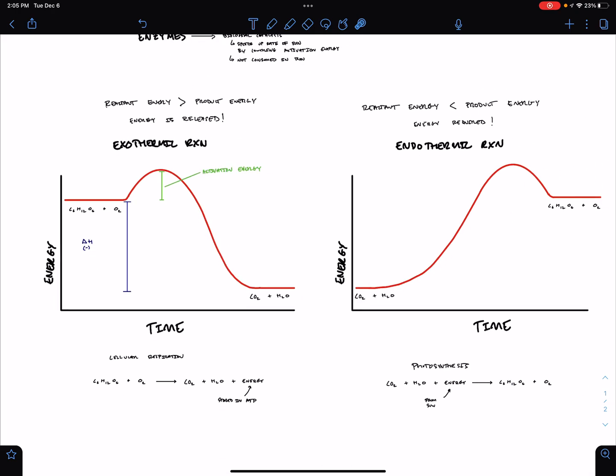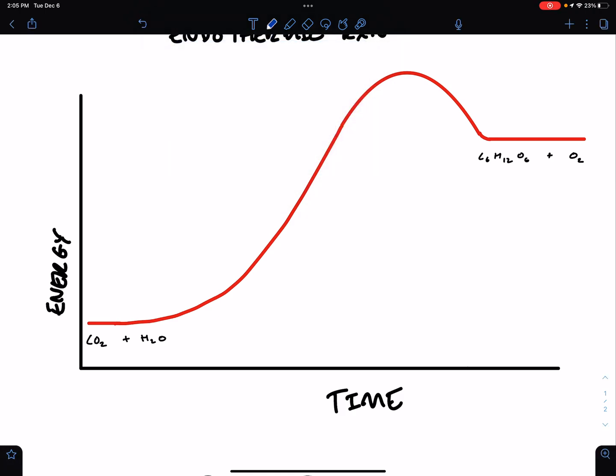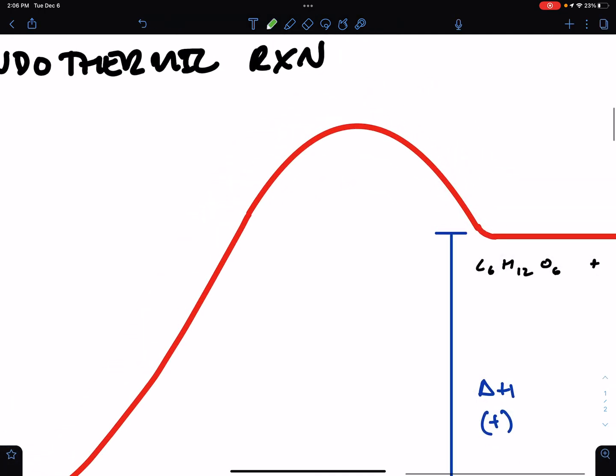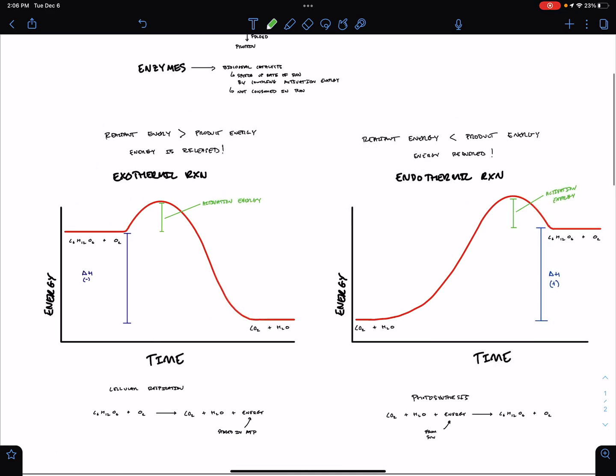So that's what the activation energy comes from. Okay, so then looking over here at our endothermic reaction, here we have a positive delta H. So we've got to put in energy overall in order to form this glucose. But we also still have an energy of activation here.